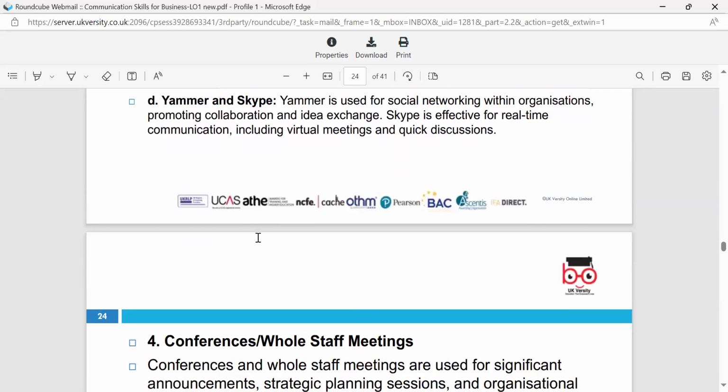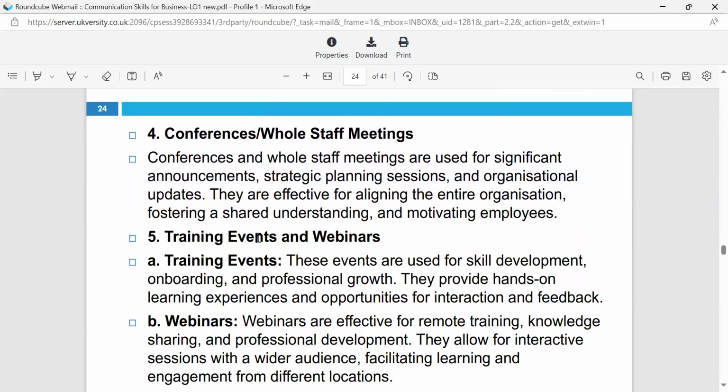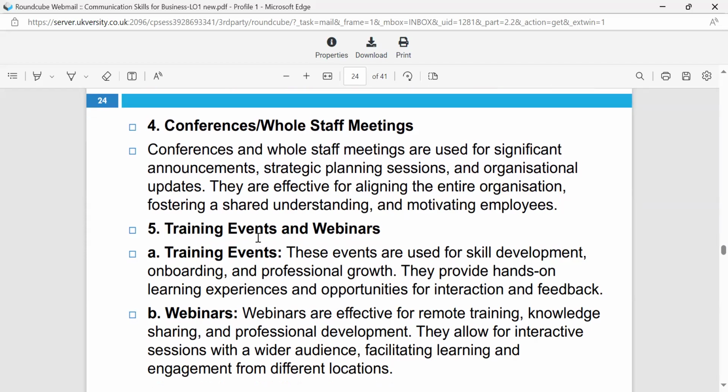Conferences are for things like whole-staff announcements, strategic planning, and organizational updates. They're effective for aligning the entire organization, making sure everyone is in tune with everything and everyone knows what they're doing.